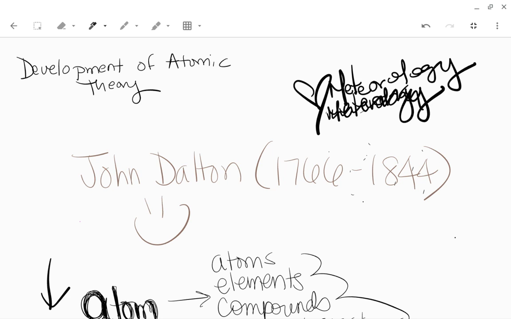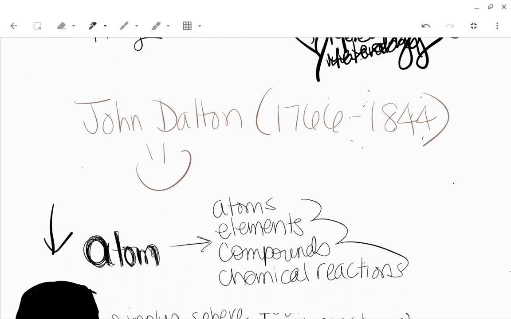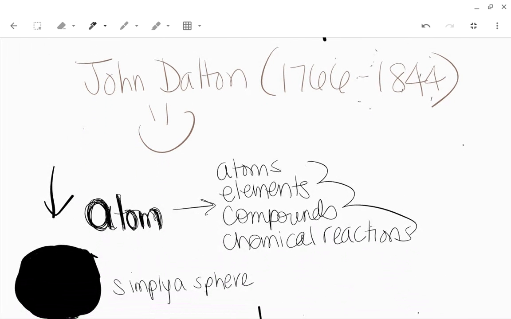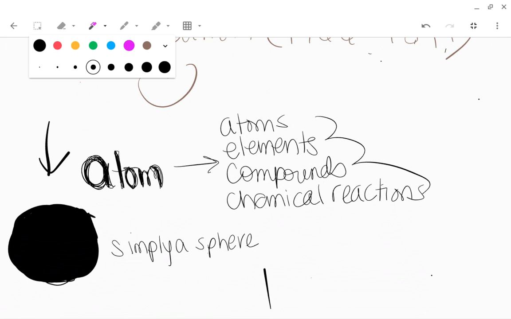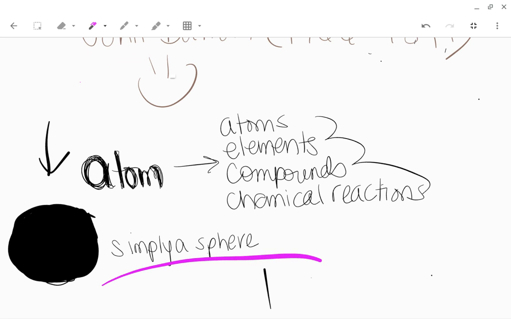He also considered evidence from experiments from other scientists. Using all of this information, he revived the concept of an atom and then went further to explain the relationships between atoms, elements, compounds, and chemical reactions. But putting that aside, I just want you to know that he didn't know that the atom was composed of smaller parts. He thought it was simply a sphere.